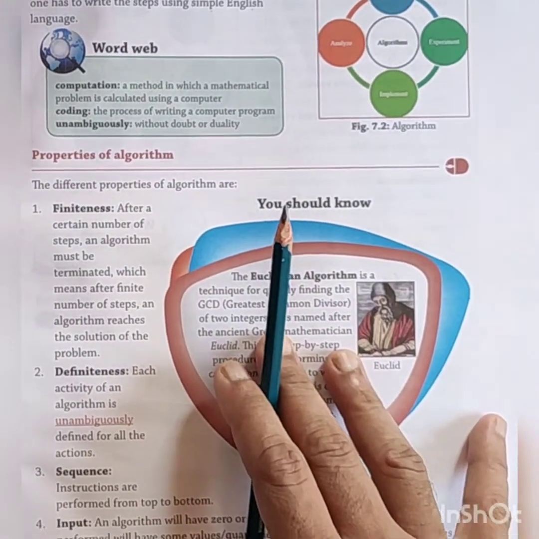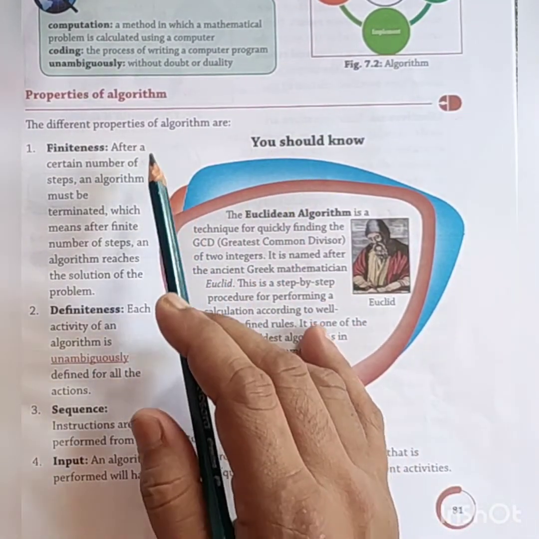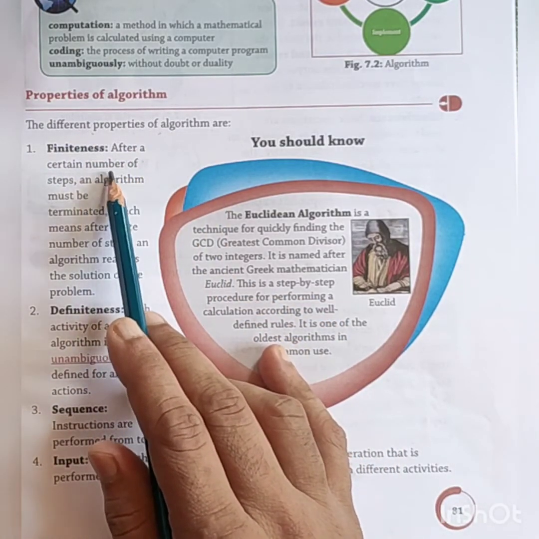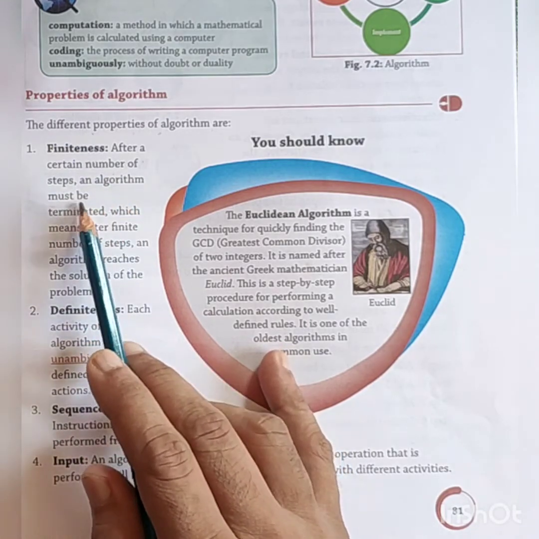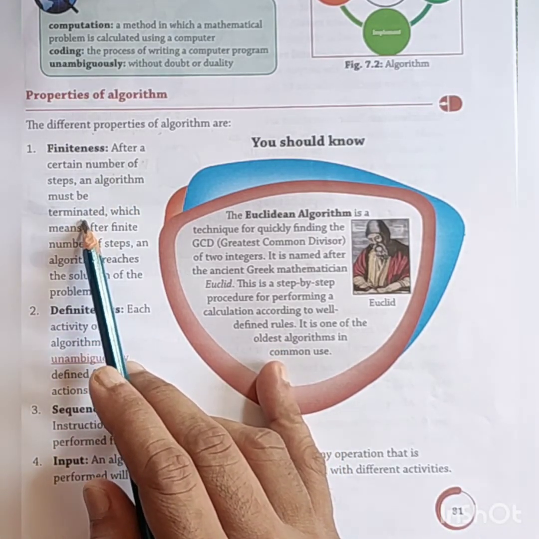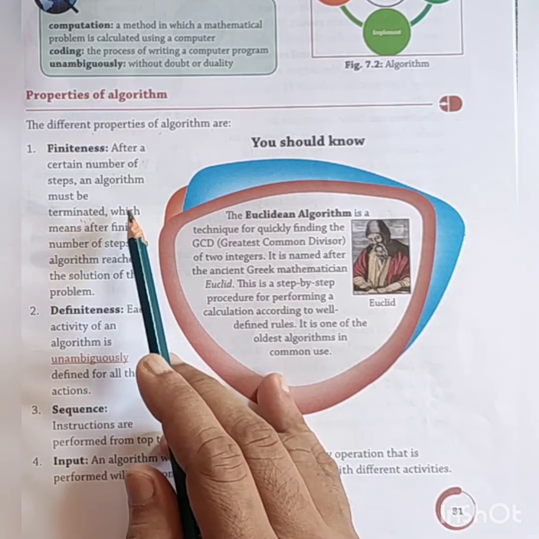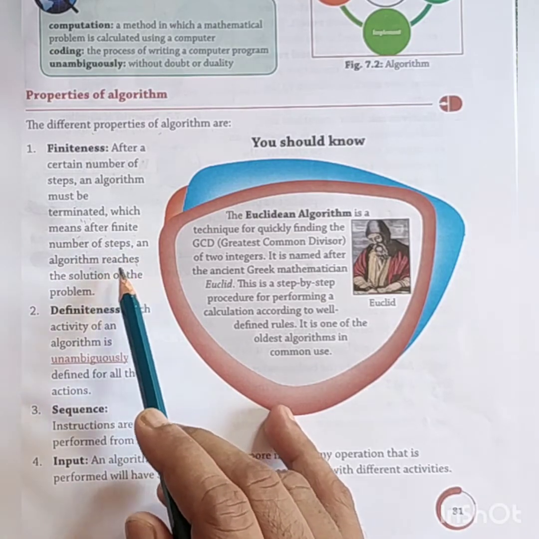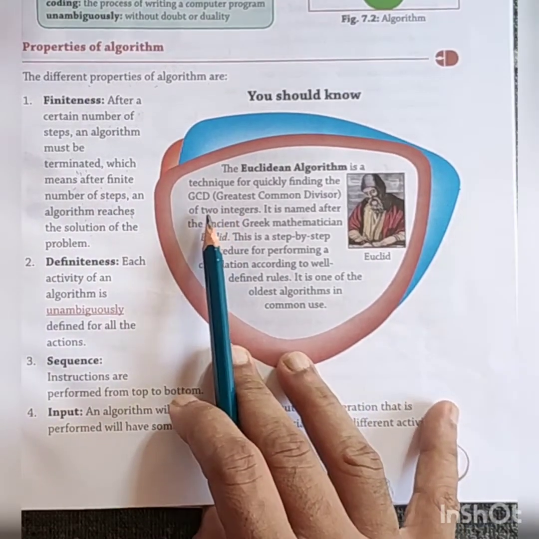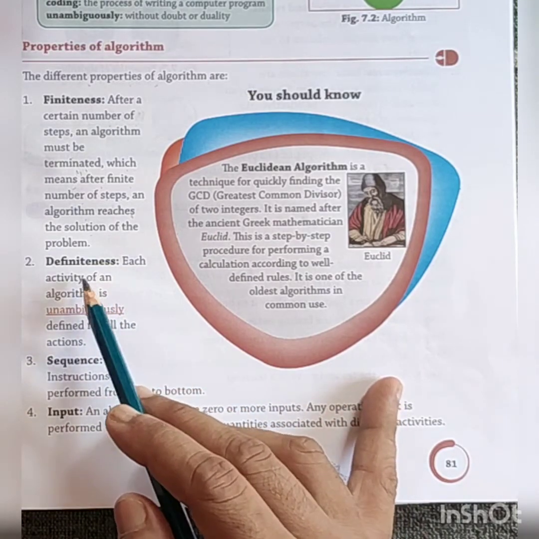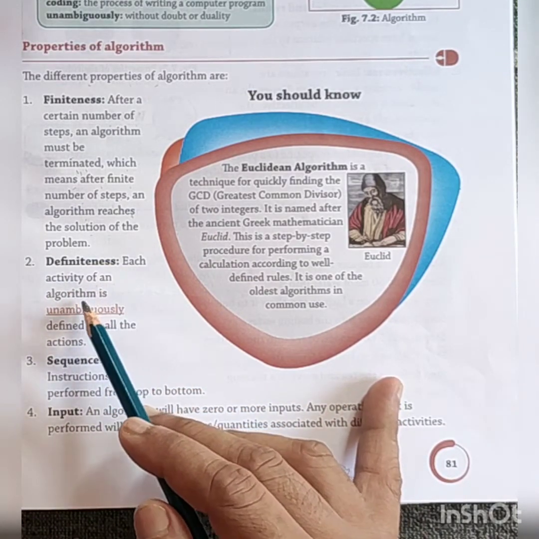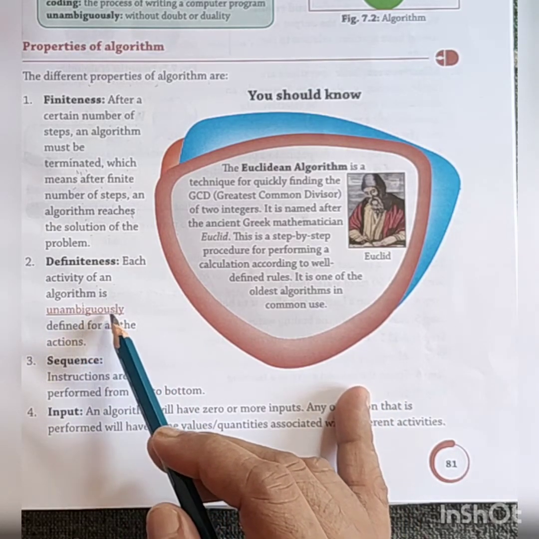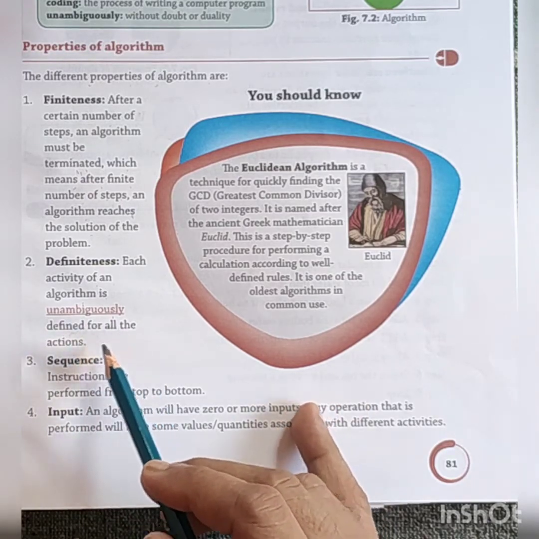Now what are the properties of an algorithm? First is that after a certain number of steps, an algorithm must be terminated. There should be some termination, meaning there should be some starting point and some ending point, which means after a finite number of steps, an algorithm reaches the solution of the problem. Next, each activity of an algorithm is unambiguous, means without doubt, defined for all actions.